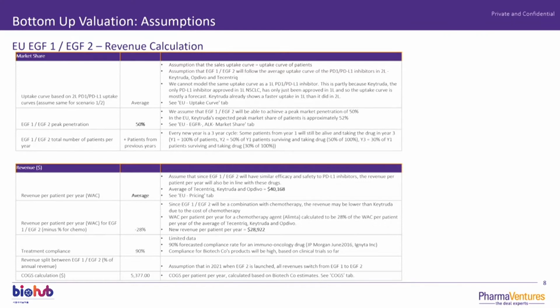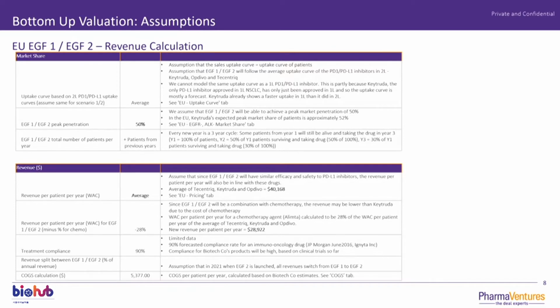And we apply this for other areas. Peak penetration, 50%. So an assumption there will be able to achieve a peak of 50%, and that it will compete with Keytruda, as it says there. And if it's as good as, that's not an unreasonable assumption. How much revenue per patient? Again, we're saying it's average. In some markets it'll be higher, some markets it'll be lower, and we'll take the average position. Again, quite a defensible position.